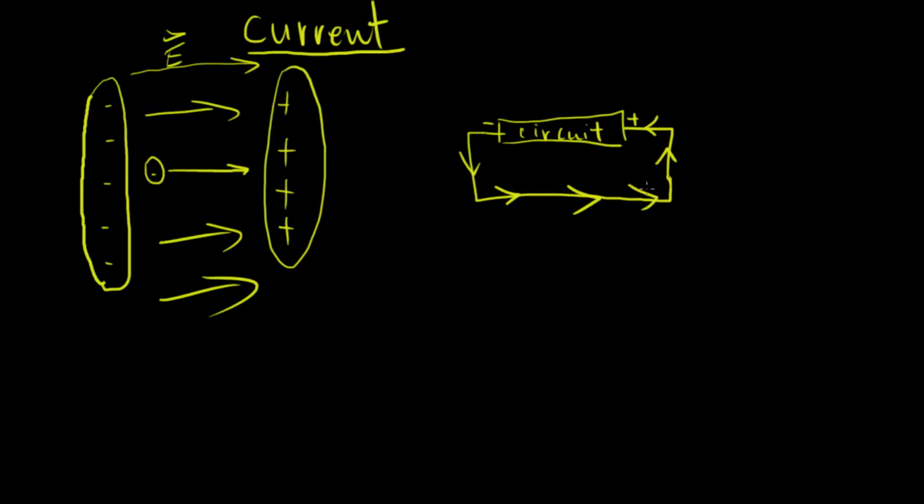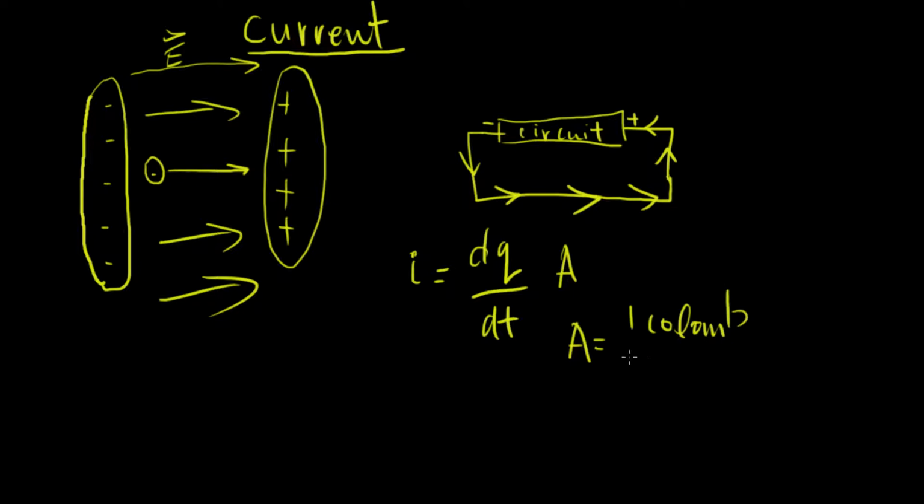Current is the flow of electrons, and we talk about current mathematically as the time rate of change of the charge, meaning how much charge is flowing through the wire at any given moment in time, and it is measured in amperes, which means 1 coulomb per 1 second. So if this circuit right here had 2 amps flowing through, there would be 2 coulombs of charge flowing through the wire every second.